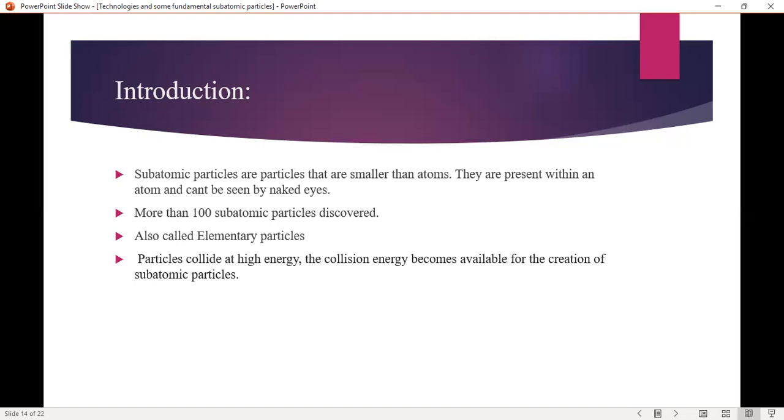More than 100 subatomic particles have been discovered. They are also called elementary particles because further we make elements from these atomic and subatomic particles. These particles collide at high energy, and the collision energy becomes available for the creation of these subatomic particles.